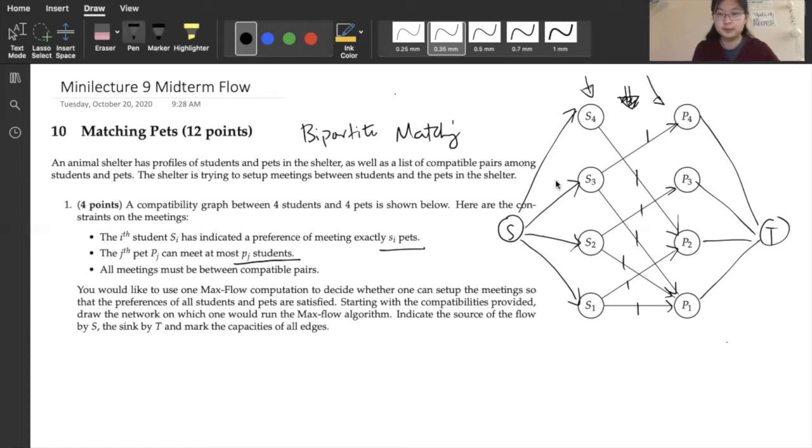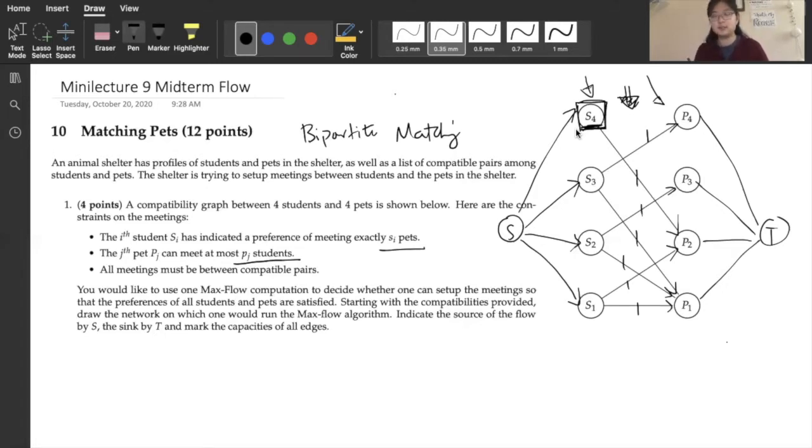Now we're dealing with the left side. I have all of these candidates for students, and for every unit of flow I send into the students, I can look at the student here and ask how many units of flow it can take in, or what's the max number of units that could pass through S4? Another way to say this is: how many different pets can I meet?